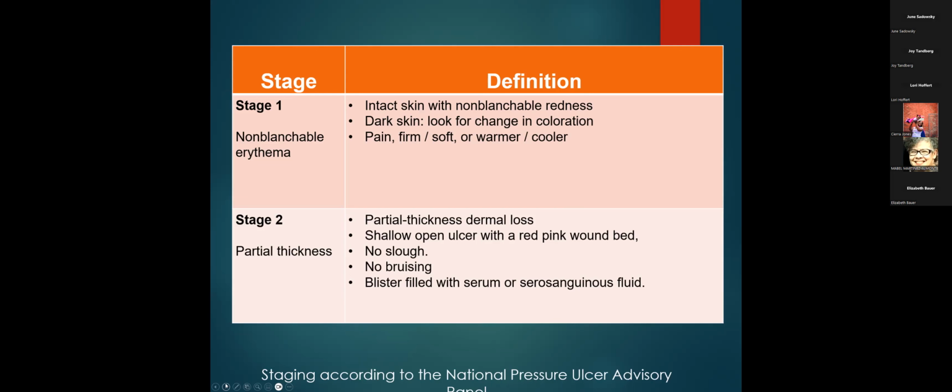We progress to stage 2, which is a partial thickness dermal loss. It typically has a shallow open ulcer with a red and pink wound bed. No exudate or slough. You don't typically see bruising. And you may see a blister filled with either blood or clear serum. Next slide, please.